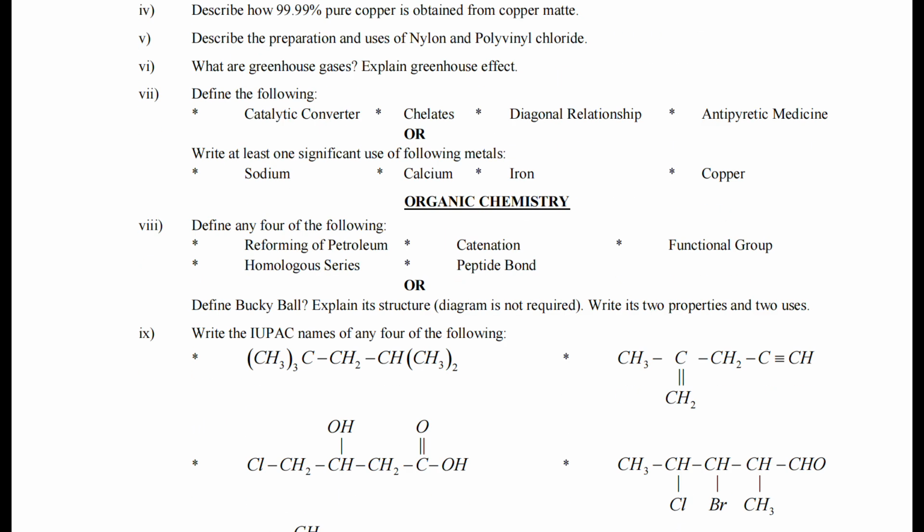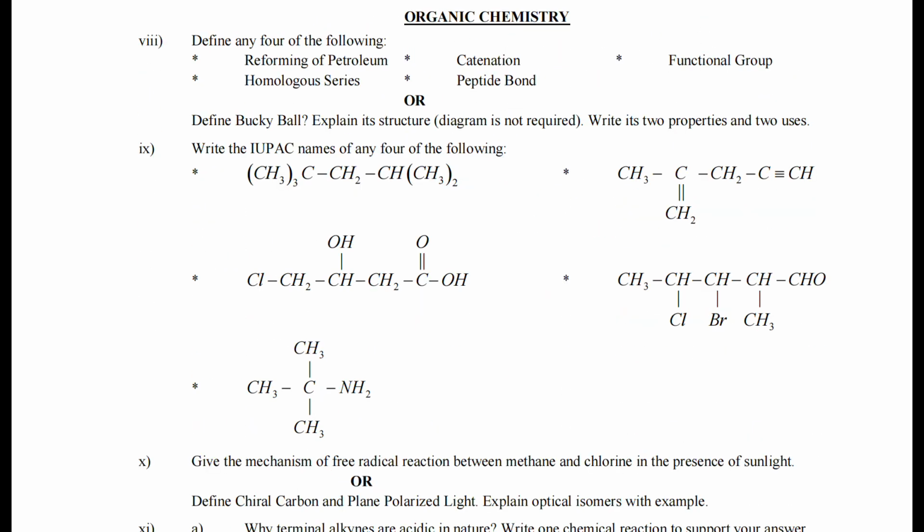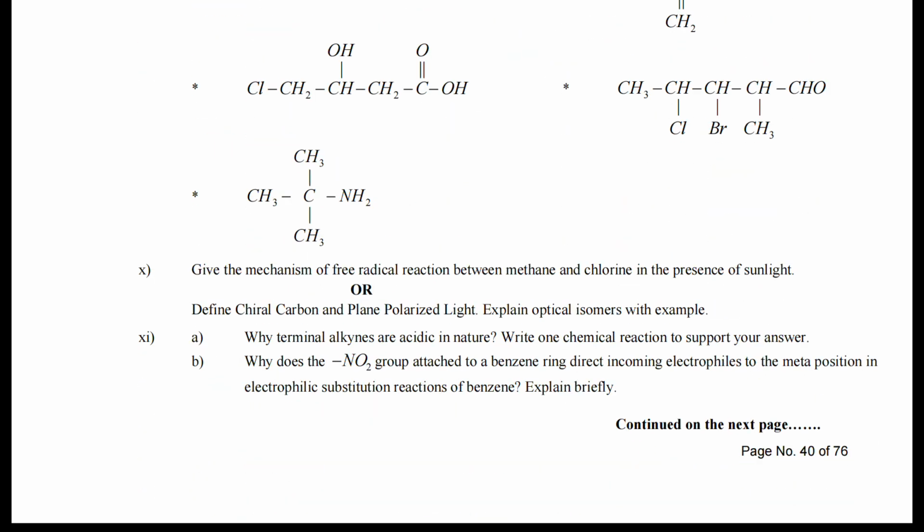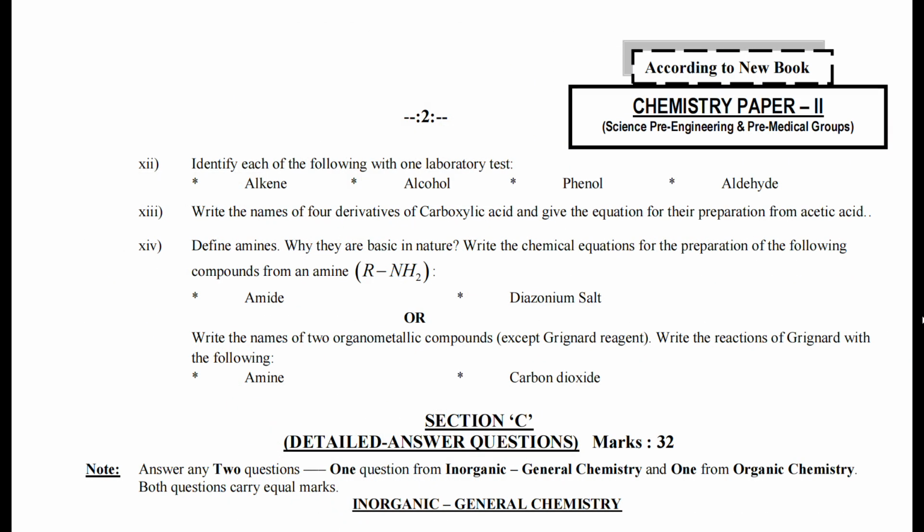Same for the organic chemistry, you have a total of 7 questions, and from these 7 questions you have to attempt 5 short question answers. First you get definition and the difference like a short note. IUPAC that you get from chapter number 4. Free radical mechanism reaction, that is from chapter 5. Same, the chiral carbon and plane polarized light. Some scientific reasoning and detailed question answers. Laboratory test, chemical reactions, and the reaction of the Grignard reagent.